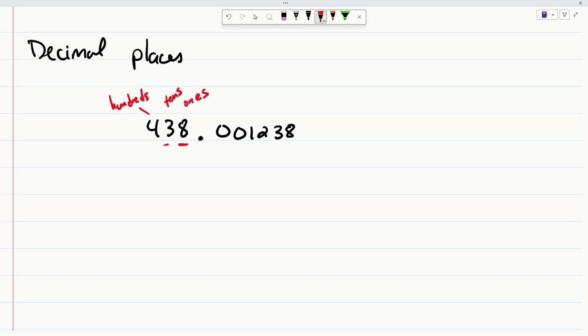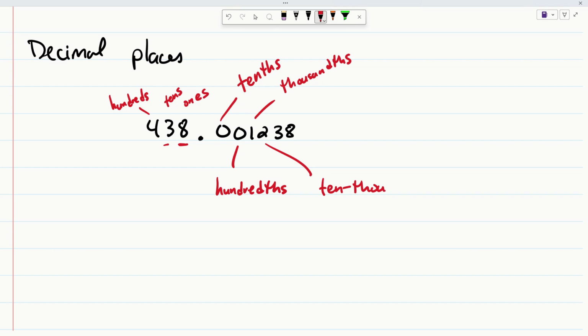So the first 0, we would call this the tenths position. The second 0, we would call the hundredths position. The 1 is in the thousandths position. This 2 would be in the 10 thousandths position, and so forth. Okay?